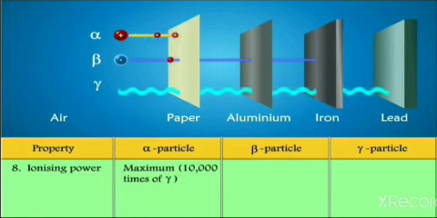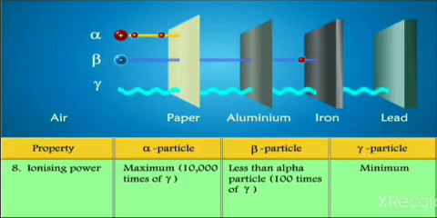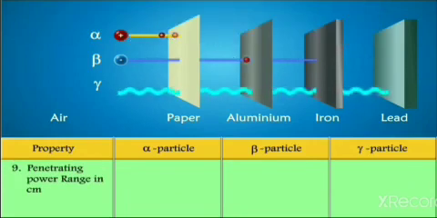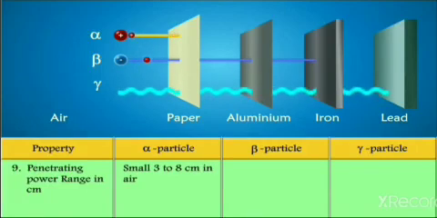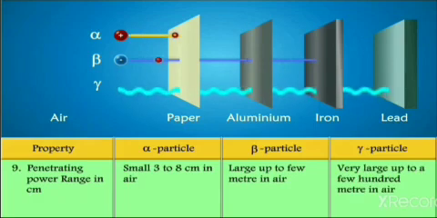8. Ionizing power. Ionizing power of alpha particle is maximum, 10,000 times that of gamma. Ionizing power of beta particle is less than alpha particle, 100 times that of gamma. And ionizing power of gamma radiation is minimum. 9. Penetrating power, range in centimeters. Alpha particle is small, 3 to 8 centimeters in air. Beta particle is large, up to a few meters in air. And of gamma radiation is very large, up to a few hundred meters in air.